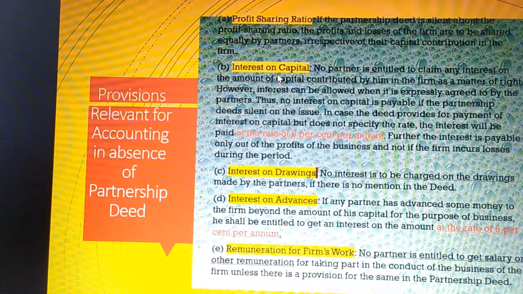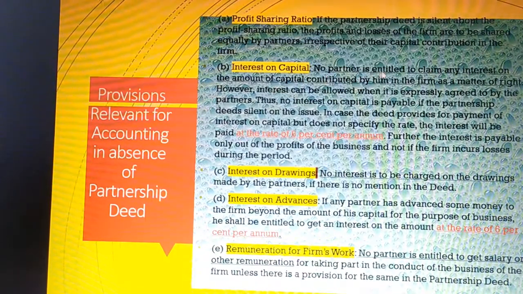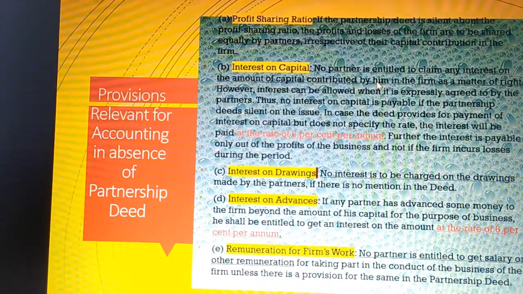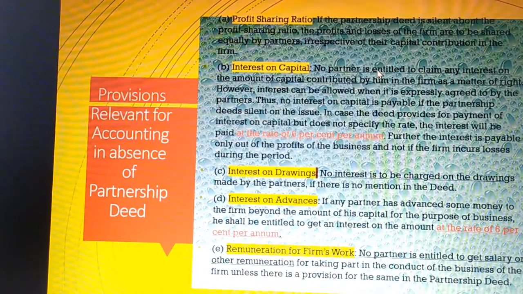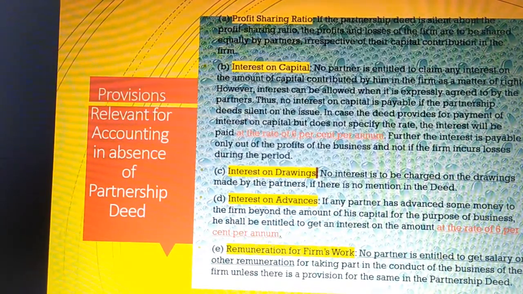The second point is relating to interest on capital. Again, if there is no partnership deed, then no partner will be entitled to any interest on the amount of capital contributed by them as a matter of their right. They cannot claim any interest on their capital. So there will be no interest on capital payable to the partner if the deed is silent.